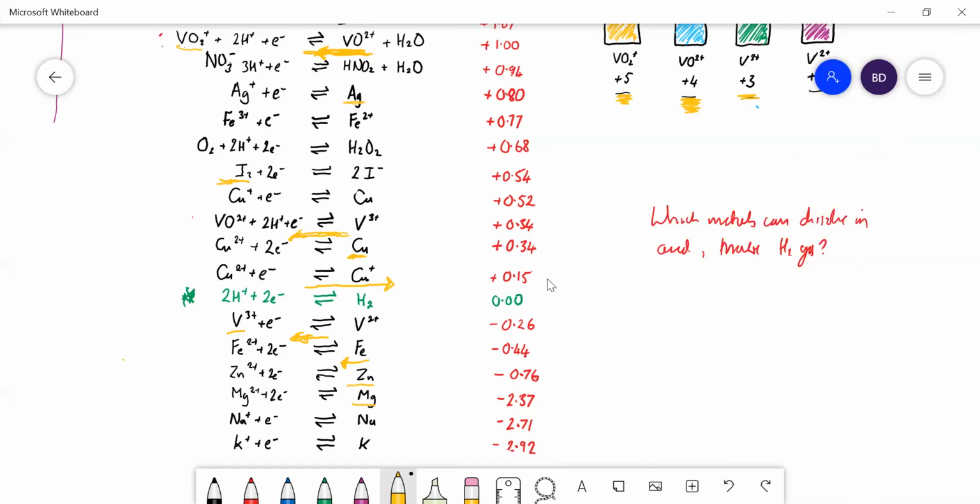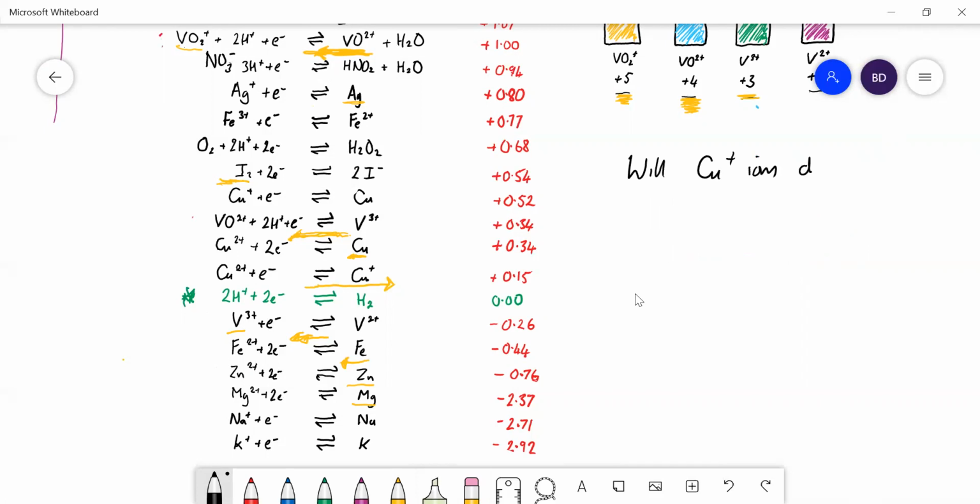Right, before we finish up, let's have a think about disproportionation. If you remember what disproportionation is, it's when something oxidizes and reduces itself. So here, let's have a question. Will Cu1+ ions disproportionate? In other words, can Cu1+ react with Cu1+? For that to happen, we need to have one of the Cu+ as an oxidizing agent and one of the Cu+ as a reducing agent.